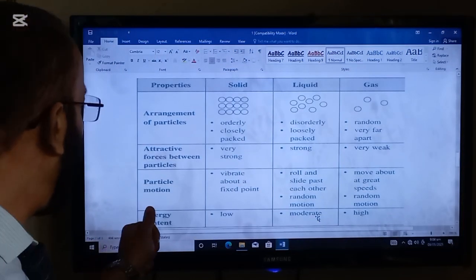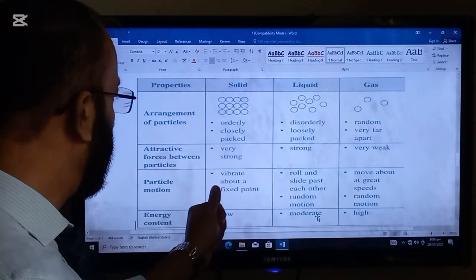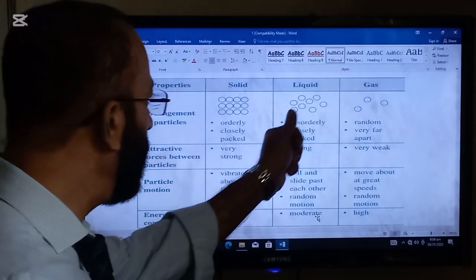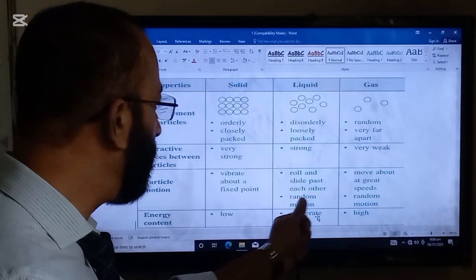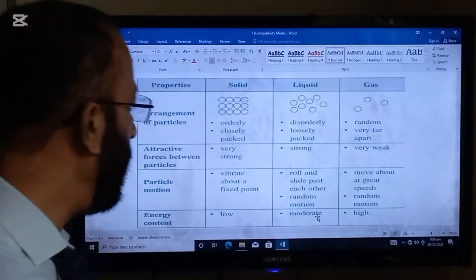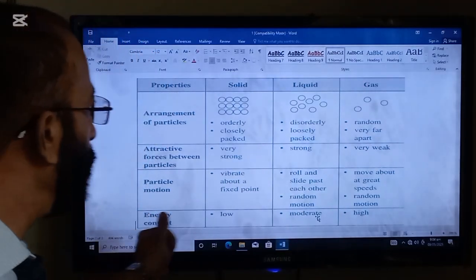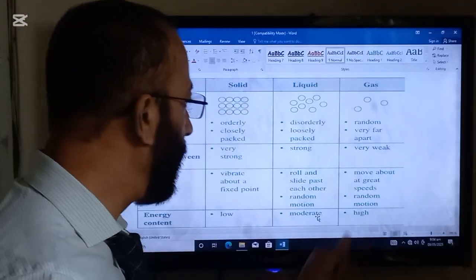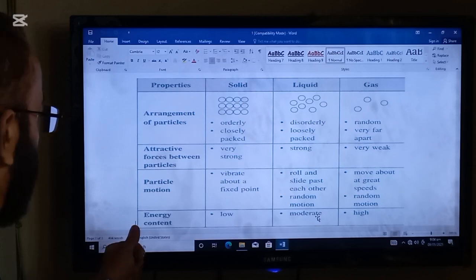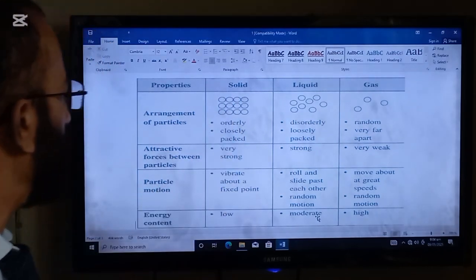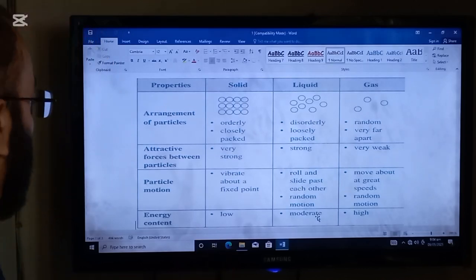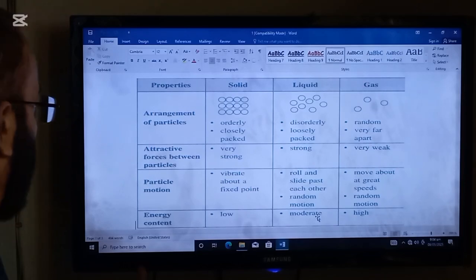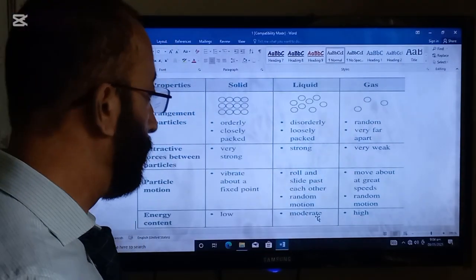Next, particle motion in solid: vibrate about a fixed point. Particle motion in liquid: roll and slide past each other. Random motion. Particle motion in gas: move about at great speeds. Random motion. Next is energy content in solid, low. Energy content in liquid, moderate. Energy content in gas, very high.